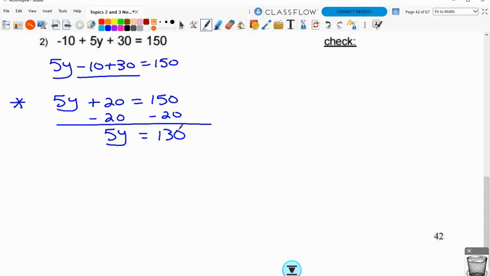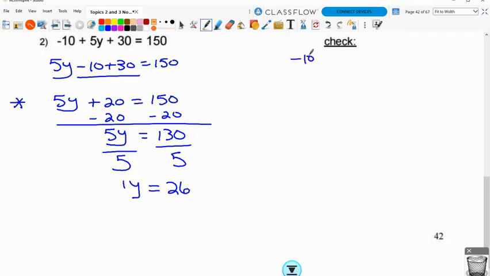But again, we only want the value of 1y. So I'm going to have to divide 5y by 5 in order to get 1y. And so I'll have to do the same thing on the right-hand side, divide by 5. 5y divided by 5, as we said, is 1y. And if we do 130 divided by 5, we get an answer of 26. So we think that y is 26, but again, we'll check to make sure.